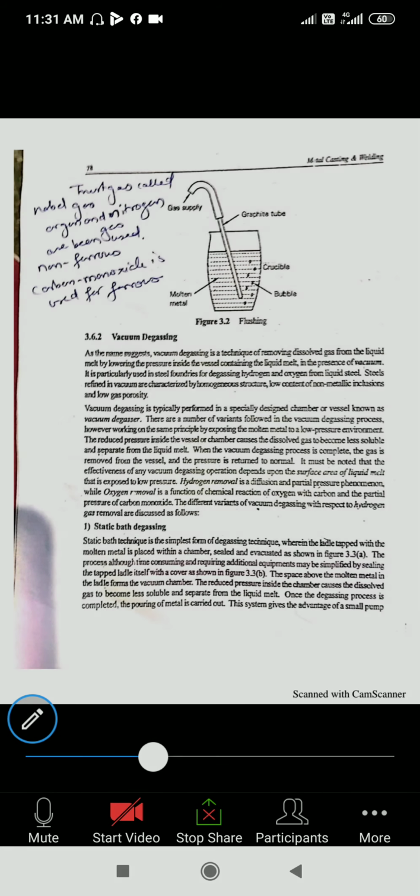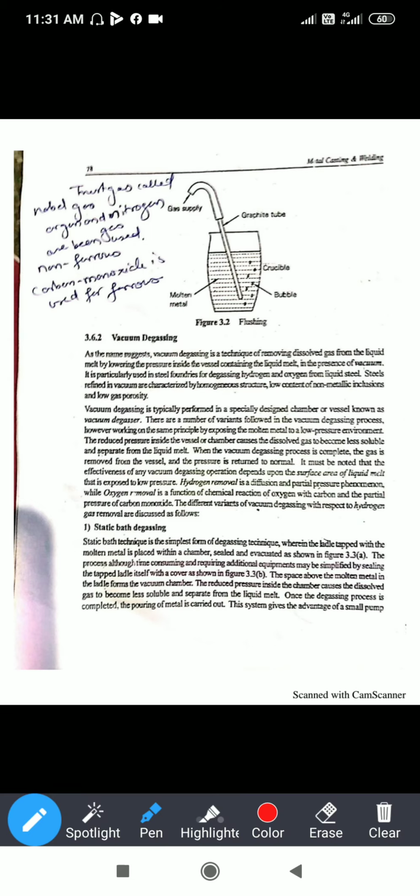Now let us see the diagram of how the degasification is done. In this diagram there is a crucible cup. In that crucible cup there is molten metal, liquid metal. And over here there is a graphite tube or pipe. Now for degasification in this tube, they use the help of a storage cylinder of different gases.